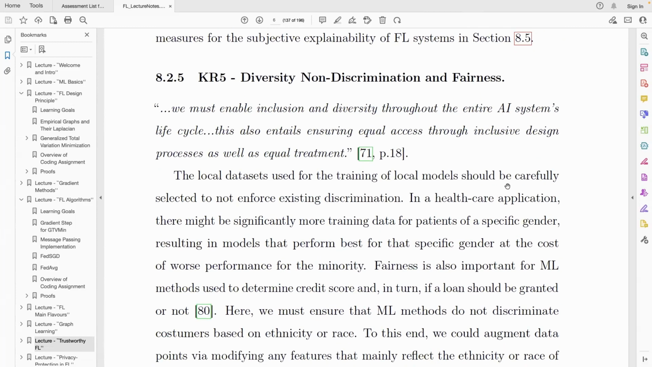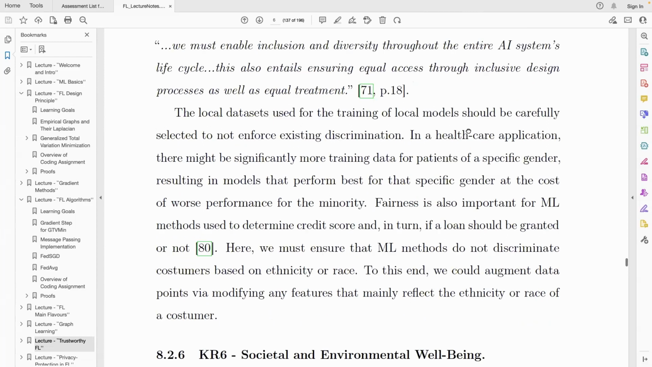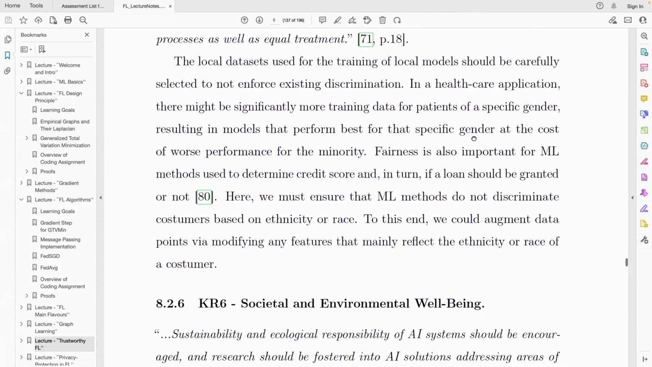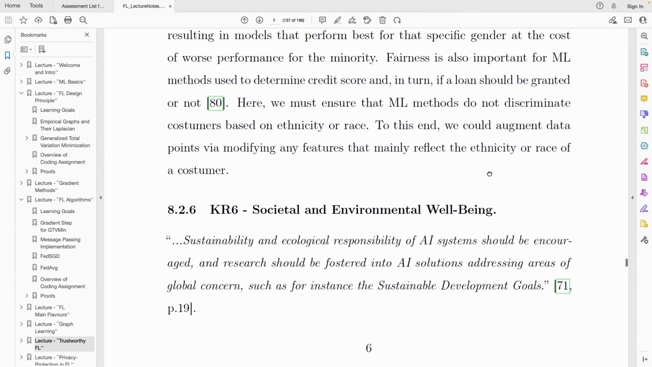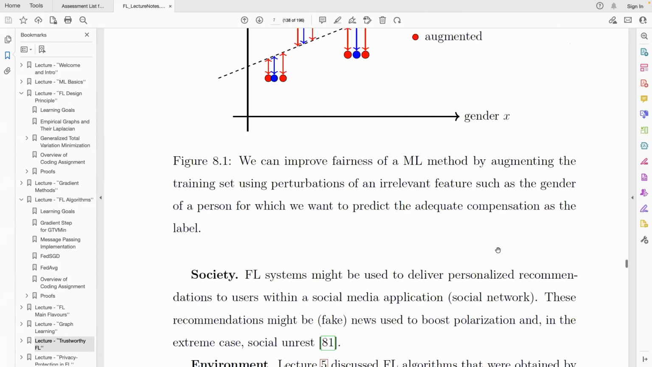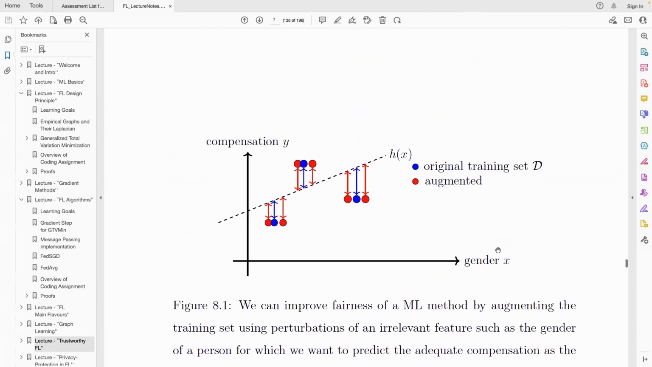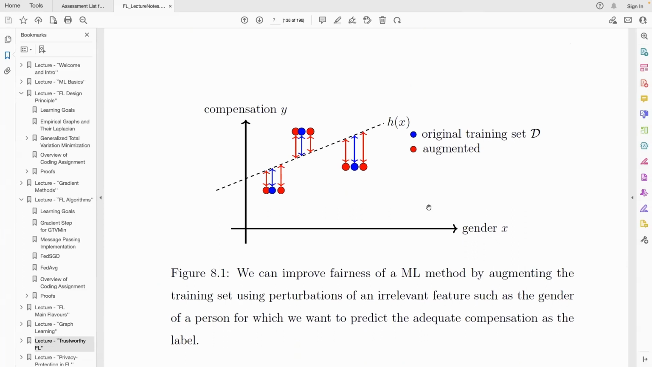Okay, then key requirement 5: diversity, non-discrimination, and fairness. One example that I like to show here: we might use machine learning or federated learning to predict a compensation for a job candidate. So how much compensation should we offer to this job candidate based on his or her qualifications and job interview performance? Another example could be, should you grant a loan to a bank customer?